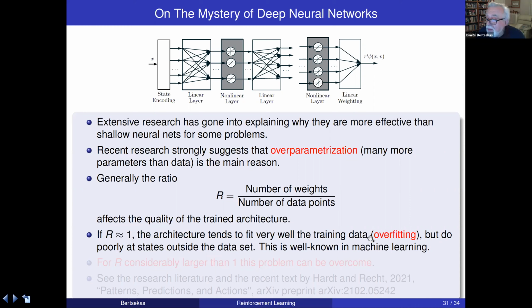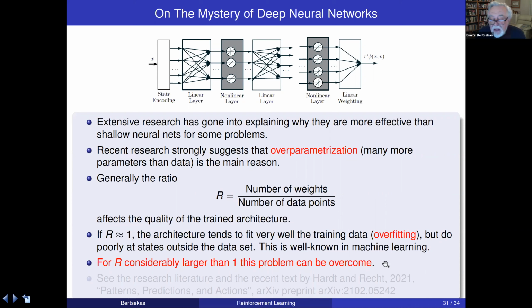Now, in machine learning, there's a phenomenon that's called overfitting. It's something to avoid, because if you specialize the architecture to the data, then when new states come outside the data set, you may do very poorly. So this is a well-known phenomenon to avoid in machine learning. Avoid having this R close to 1. However, it turns out that for R considerably larger than 1, this problem of overfitting can be largely overcome, in theory and also in practice with some tricks that people have figured out.